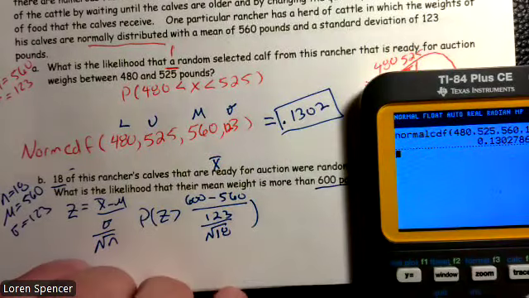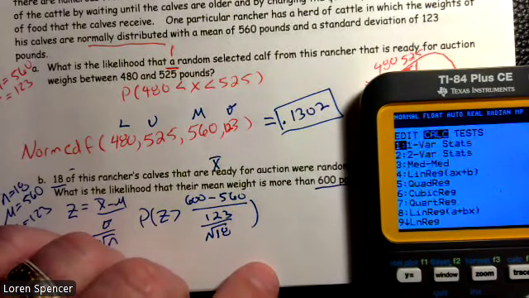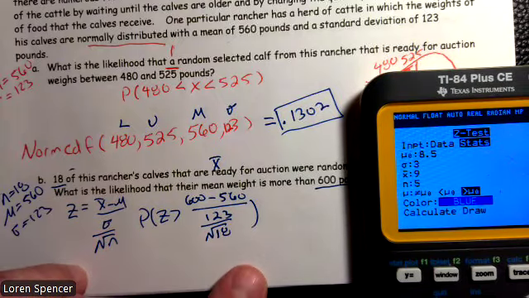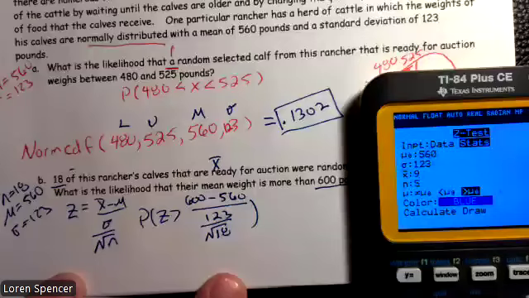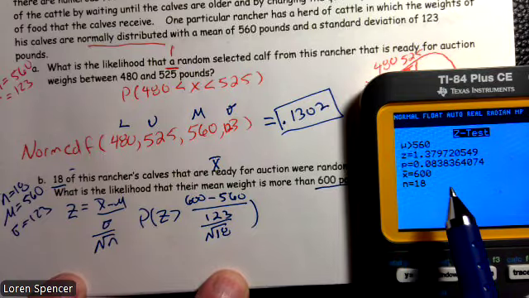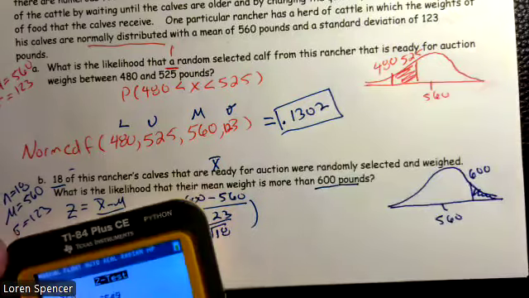So stat test, z-test. The mean of the population is 560. The standard deviation of the population is 123. The x bar, the mean of the sample, is 600. The sample size was 18. And we want to know the likelihood that it's greater. And we get 1.379.